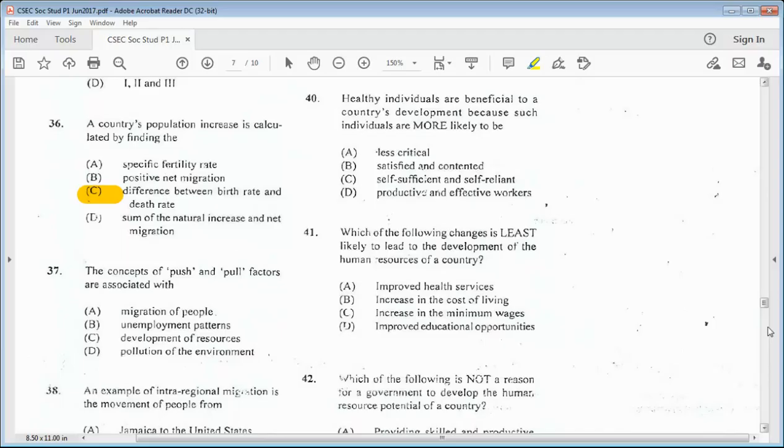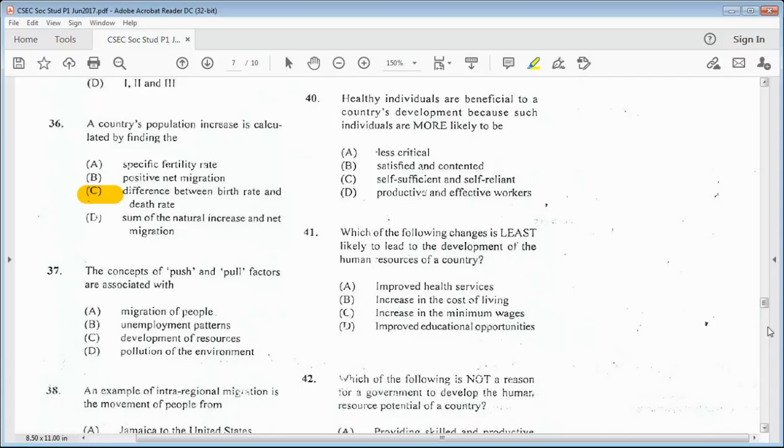The concepts. Why do we say that it's the difference between birth rate and death rate? Well, in order for us to find a natural increase, the birth rate has to exceed the death rate. So that's how we find a natural increase, and so that's how we arrive at the answer. So let's move on to 37.